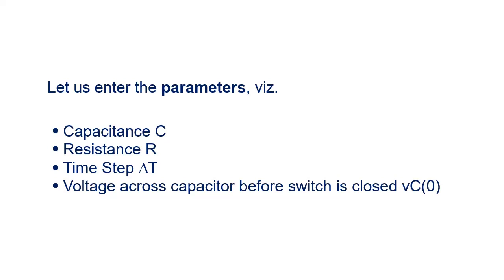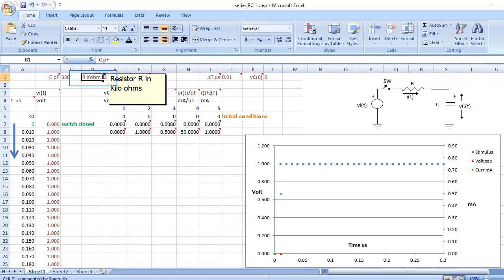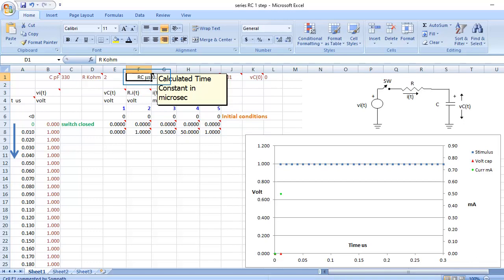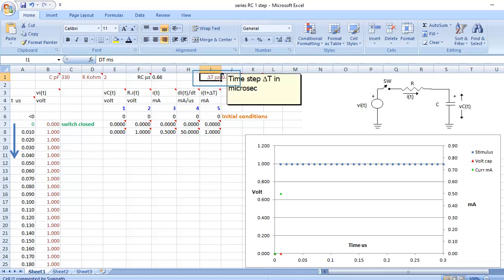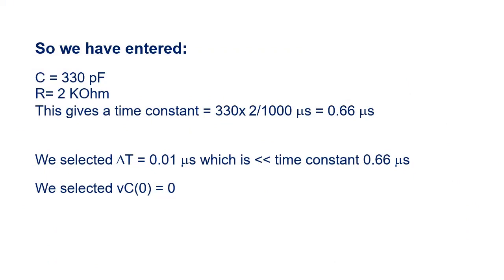We will now enter in the spreadsheet the values of C, R, delta T, and initial voltage across capacitor. Value of C in picofarads is entered. Value of R in kiloohms is entered. Time constant is calculated as the product of R and C and expressed in microseconds. Value of delta T, that is time step, is entered in microseconds. Initial voltage across capacitor is entered. Here is a summary of parameters entered.